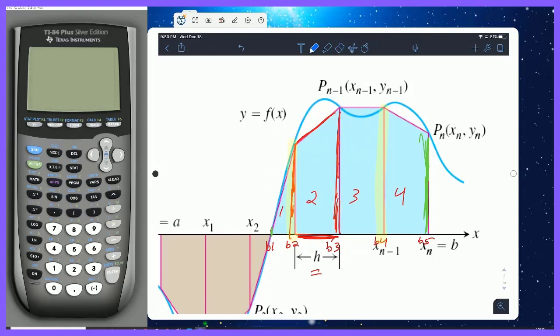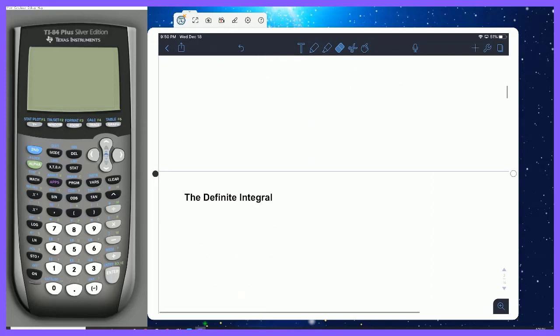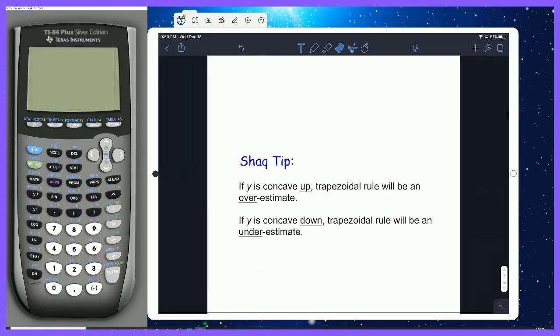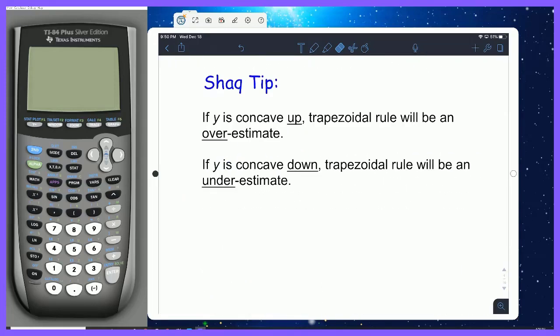Concave up, now we have a concave up curve. I'll get rid of this. Concave up from here to here. And notice this time when the curve is concave up, the trapezoid overshoots it, and it uses too much area. And so therefore, it's an overestimate when it's concave up. So we're going back down. That's my summary, my shortcut tips for this particular one. Let's try an example now.